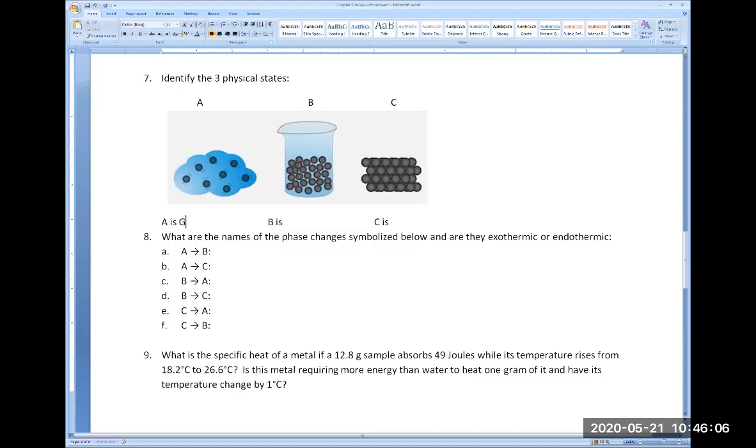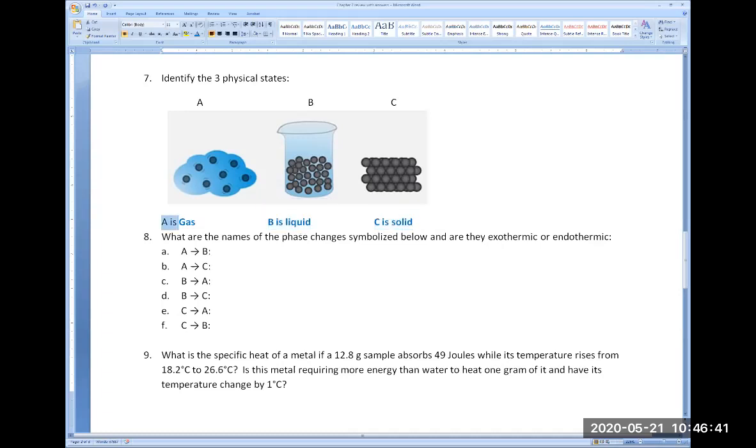Yes. A is yeah, gas. Okay. So B, what is B? Liquid. And then C is the solid, of course, right? So yes. Let's make this visible.